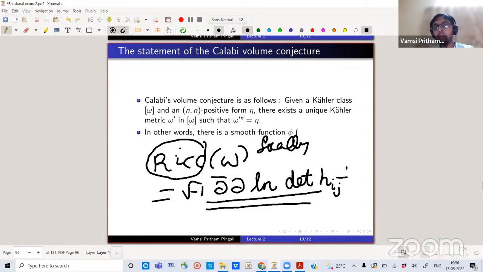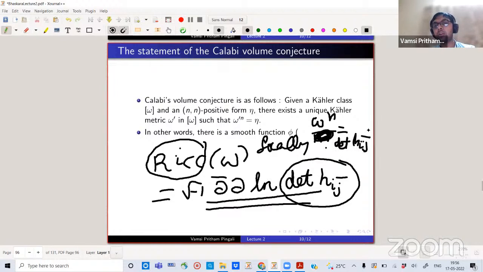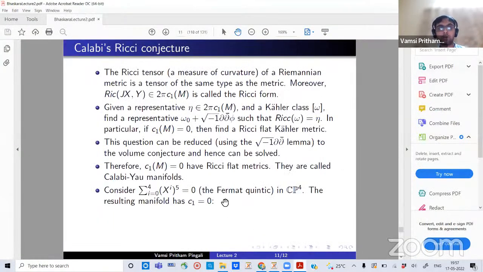Recall that this is nothing but omega raised to n by n factorial expressed locally. Or rather, omega raised to n is determinant of Hij bar times i dz1 wedge dz1 bar wedge, and so on. If I divide it by n factorial, you get this. So this is a rather pleasant formula that we have in Kähler geometry for the Ricci tensor, Ricci form rather.